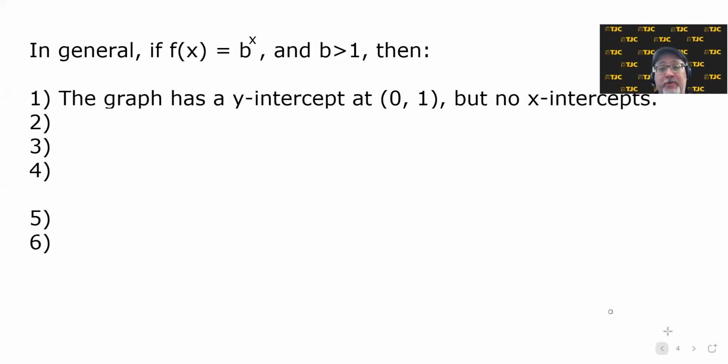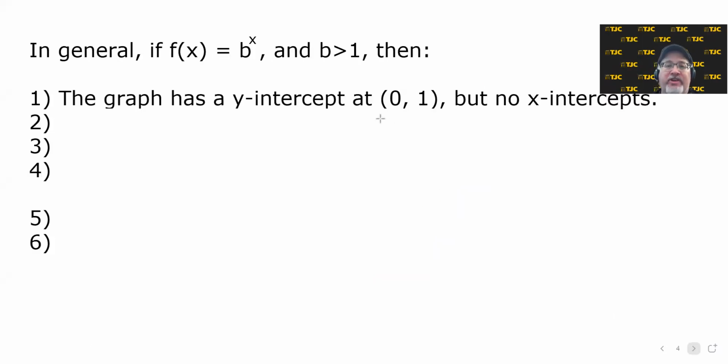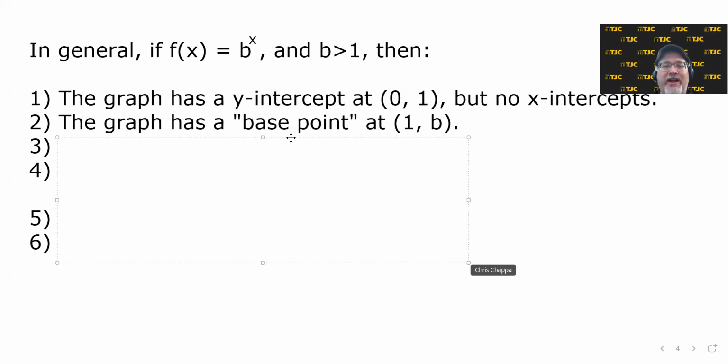No x-intercepts because on the left end of the graph, it's approaching asymptotically. That is the correct word. It's approaching the x-axis without ever touching it. And on the right end of the graph, it just blows up to infinity. So no x-intercepts. Number 2, the graph has what I called a base point at 1, b.